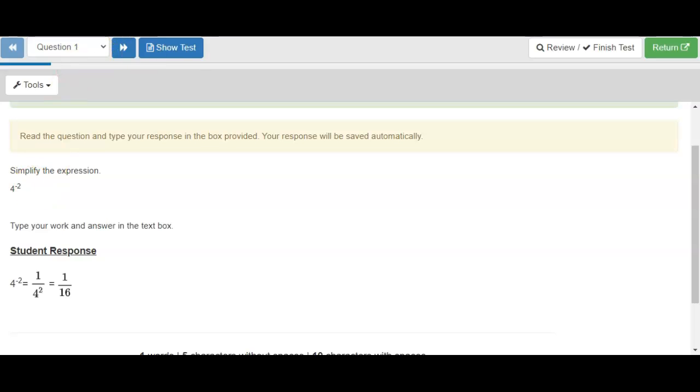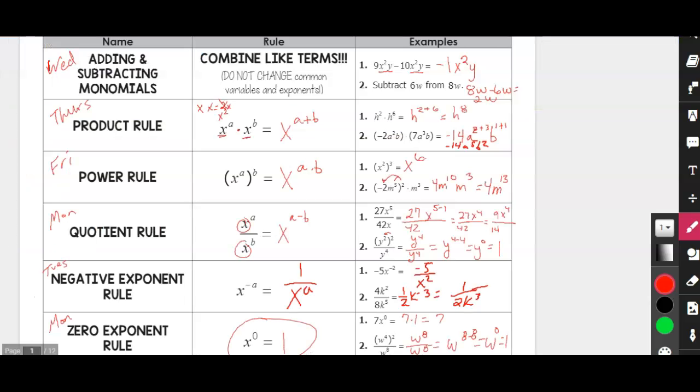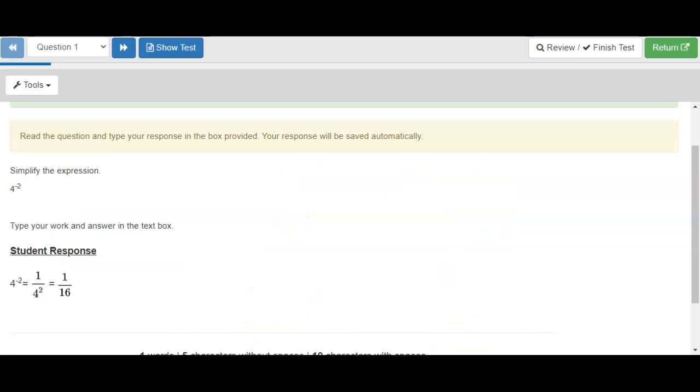And we know that if we have a negative right here, our negative exponent rule, it goes to the bottom. So I come back over here to this person's quiz, and they correctly moved it to the bottom. And then they also went further and made it 1/16th, because that is the simplest that you can do this expression. So the student did a great job on number 1.